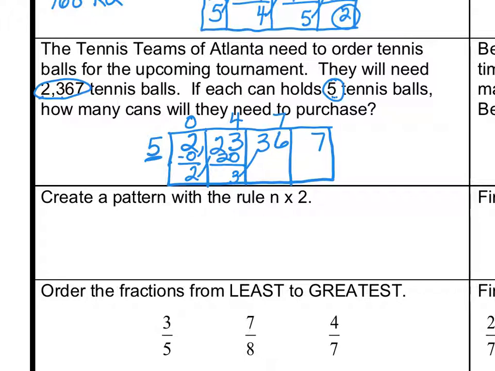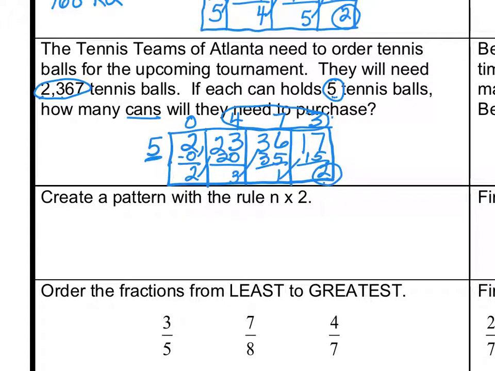Now 7 times 5 is 35. Difference of 1. And 3 times 5 is 15. Difference of 2. Now it says how many cans will they need to purchase. So this many cans would give us almost all of what we need, all but 2 of the balls.